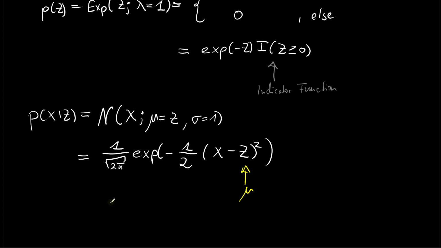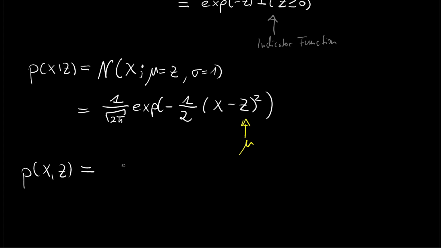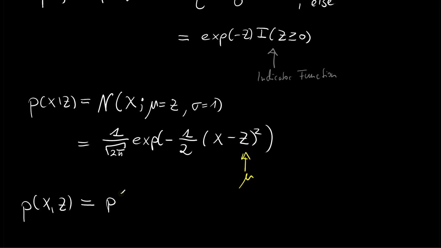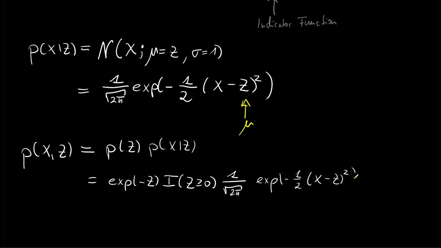Well, then we can use the factorization of our directed graphical model in order to express the joint distribution, so P of X and Z. Then we get the multiplication, so let me note that down. So this is P of Z multiplied by P of X given Z. So it will be the exponential of minus Z multiplied with the indicator function that Z has to be greater or equal to 0, multiplied with 1 over the square root of 2 pi times the exponential of minus 1/2, and then X minus Z in brackets squared. So that's a joint, which is great. Now let's try to find the true posterior.